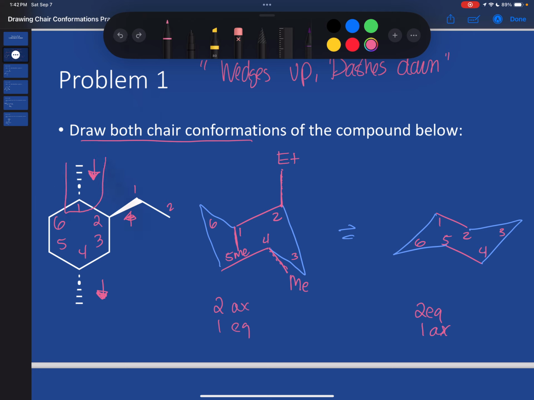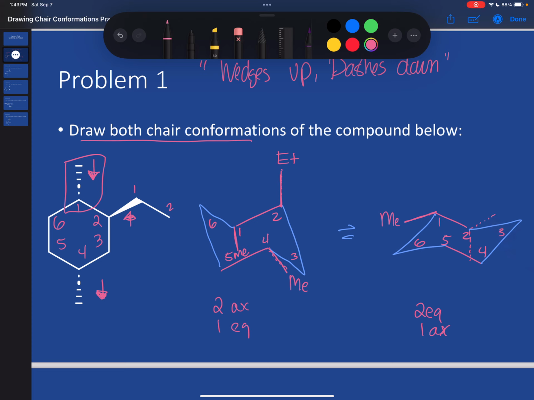I see that this first substituent is on a dash, so it should be in a downward position. If I look at carbon 1 on the new chair, there's my axial, and then my equatorial is this way. It's easy to see here, equatorial is lower than axial, so that's my down position, and that's where the methyl group should be. So there's my first substituent. On 2, this would be my axial, and here is my equatorial.